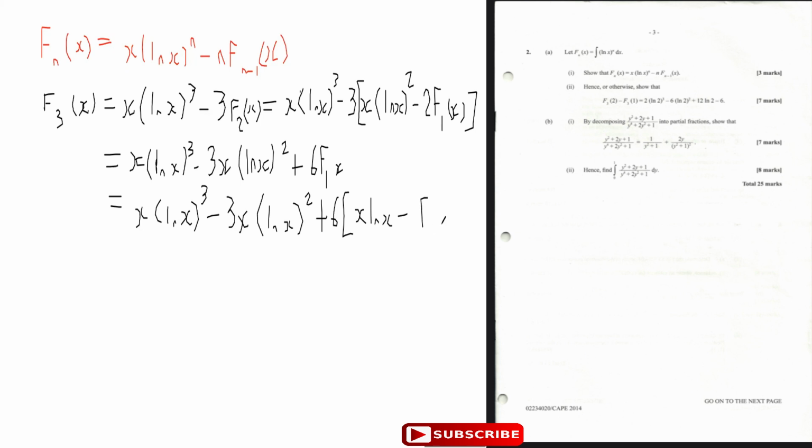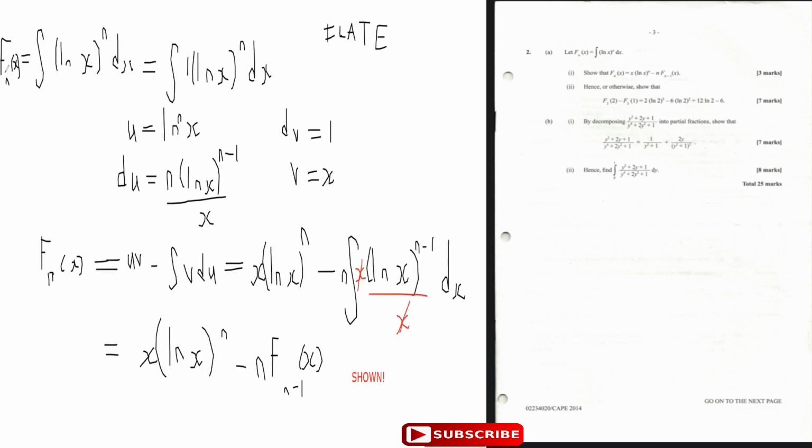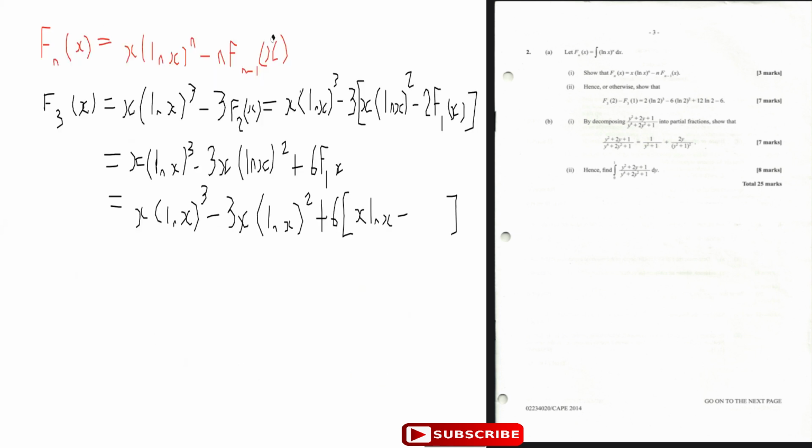Now to find what is f naught of x, we have to go back and remember that f naught of x, when n is 0, is ln x to the 0, anything to the 0 is 1, and so the integral of 1 is x. And so we can just replace this f naught of x with x. This is really x ln x minus x. And so this is the formula now for f3 of x.